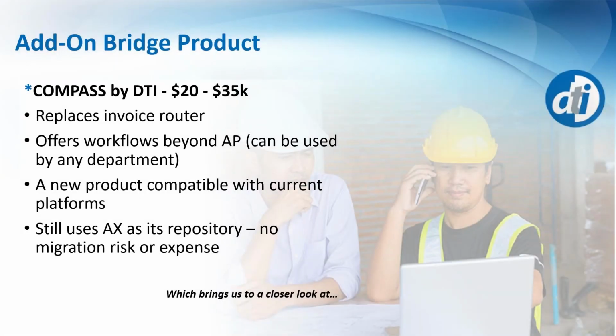Thirdly, this is something that we're going to start talking about here, where what if we had a product? You've got Application Extender in place, which is a great product, been around for years, and is getting renewed R&D from its new owner, OpenText. And so we've got something here that will replace the invoice router, offers workflows that can go beyond accounts payable, and it can take you on into the future without having to migrate any of your content. We're using that same AX repository.